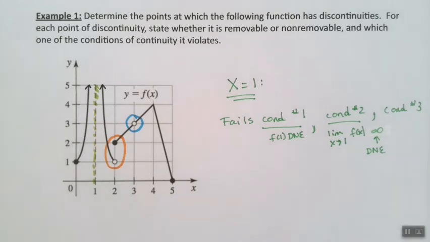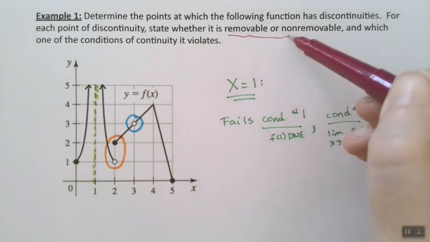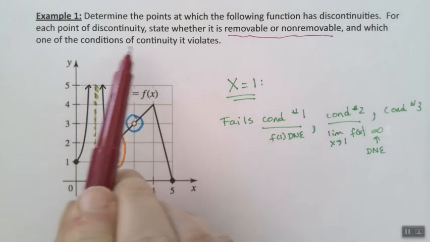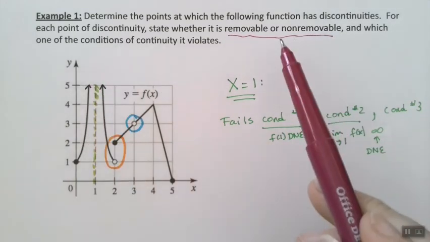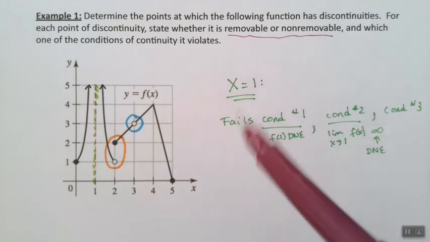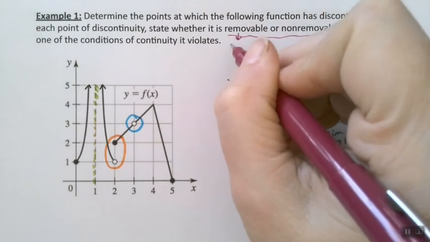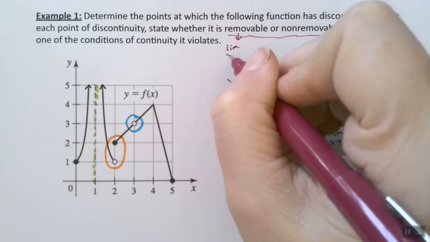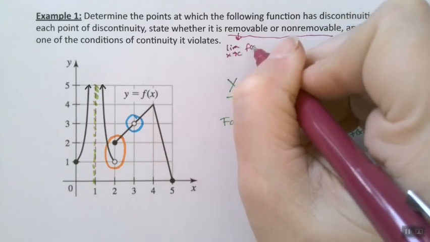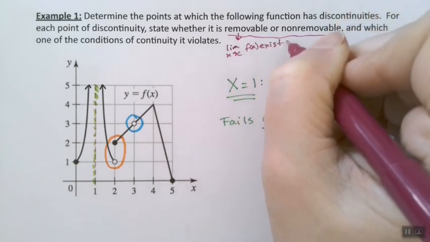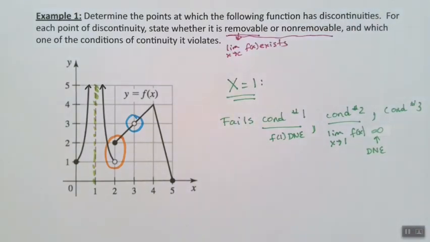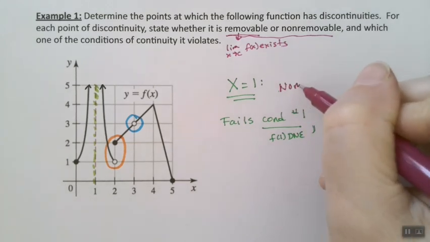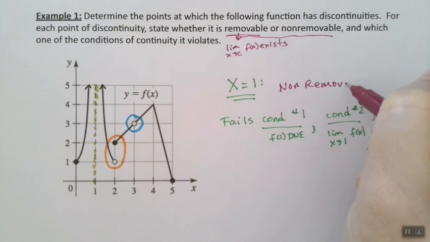The only other piece they want to know is, is it removable or not removable? So we've stated which type of conditions of continuity it failed, but now we want to know if it's removable or not removable. Well, remember, removable means that the limit as x approaches c for that function exists. That's what a removable discontinuity does. But we don't have that, right? We don't have a limit. So therefore, this is non-removable. It's non-removable because it fails condition 2.